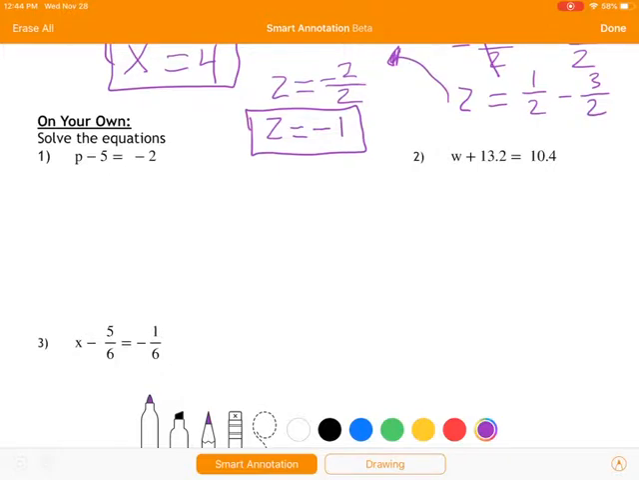All right, so number 1, p minus 5 equals -2. So obviously our operation that's being used is subtraction. So to undo this, we're just going to do addition. We're going to do the opposite, subtract 5 by adding 5 to both sides of the equation. Those 5's equal 0, they cancel each other out. So we're left with p equals -2 plus 5. And remember, when you're adding a negative to a positive, that is the same as subtracting. So we're left with p equals 3.